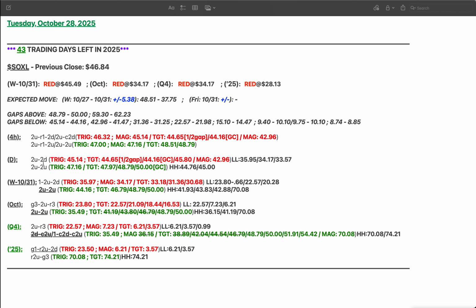2 up, 2 down, or a 2 up continuation, and we've got our triggers and targets there. From the week, I won't go back to the charts for the week and above, but for the week, we have triggered the 2 up, and we are in force, meaning the current close price, this 46.84, is above the trigger. So we have triggered the 2 up, and we're in force, which is why this is bold.